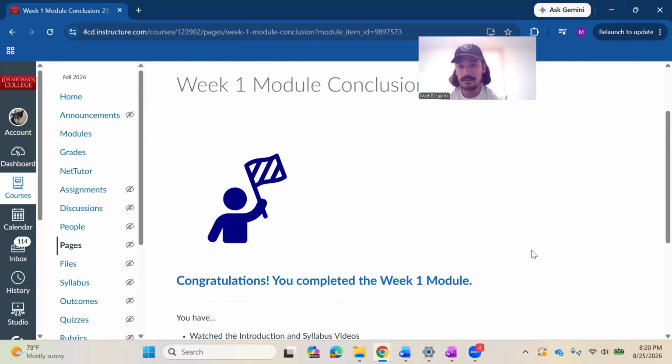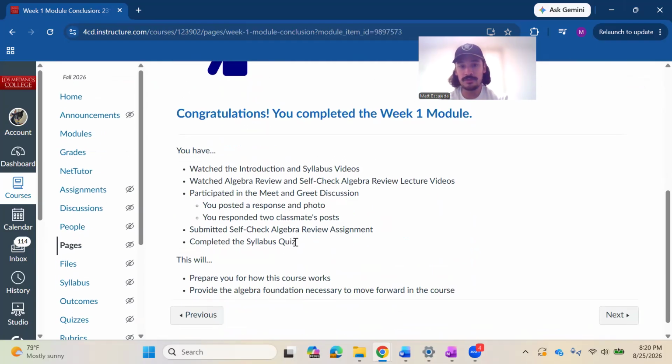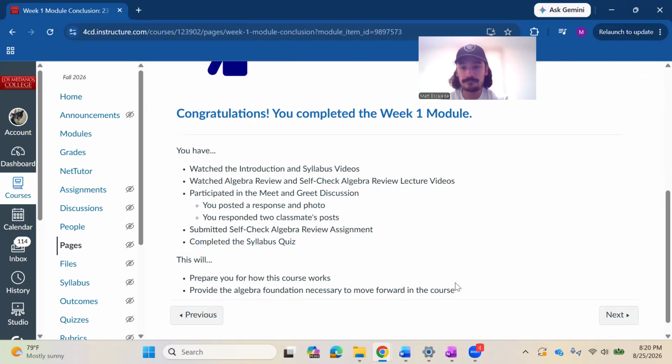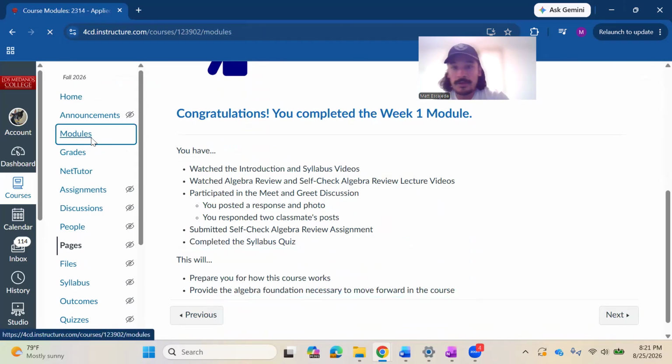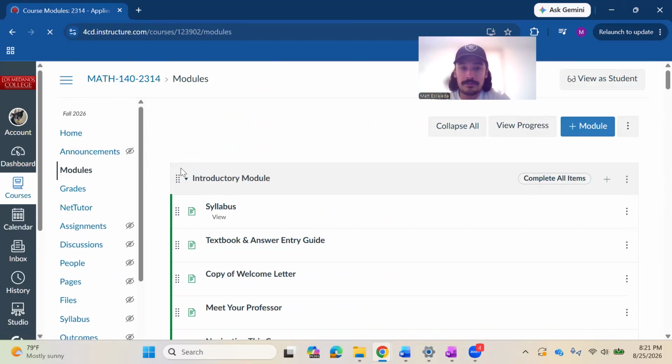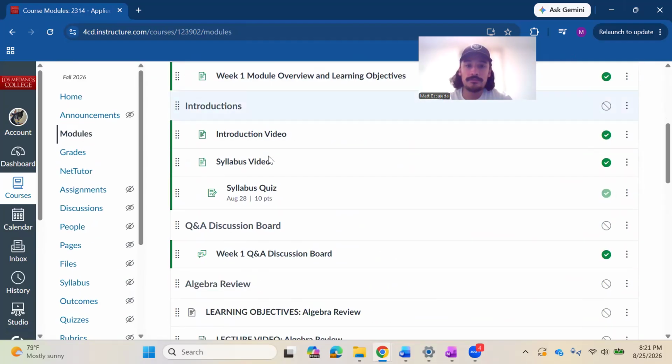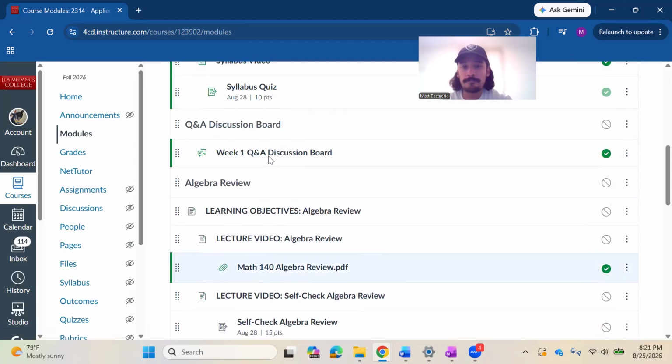Here's our module conclusion, everything we did. It's kind of like a checklist that you did all the stuff we've talked about. This is going to prepare us for how the course works and lay some algebra foundation. That's it for this week one module, so kind of light, like I was saying. Week two will have more stuff, more of our routine. But we're getting off on a good foot right now.